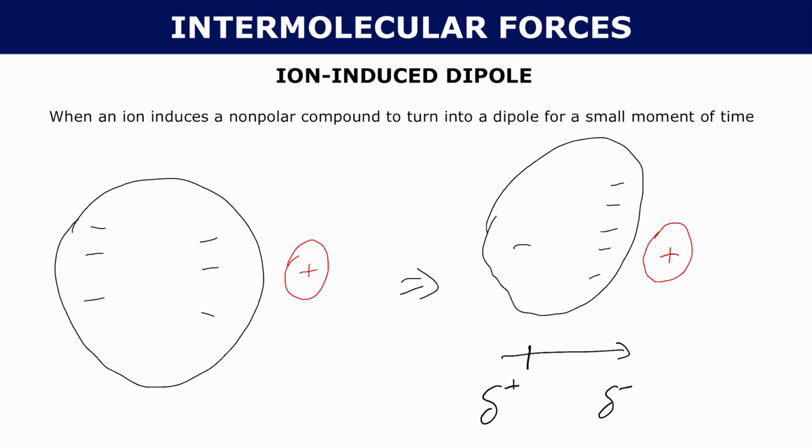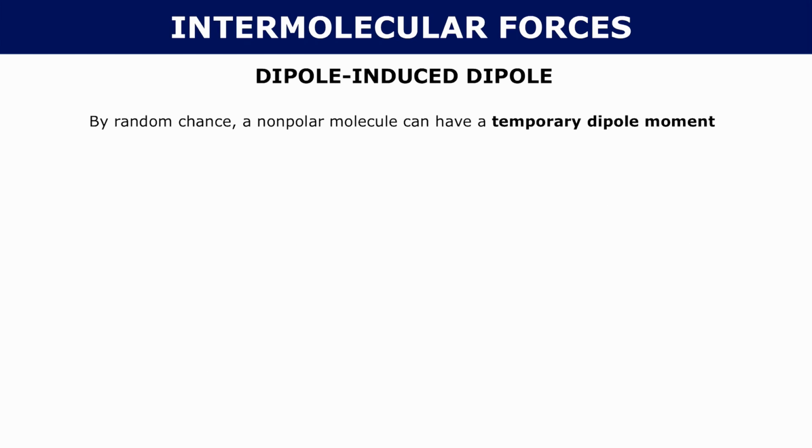And now that you have some sort of dipole, you have some sort of attraction between the dipole and the ion. So this is an ion-induced dipole. The ion has induced a nonpolar compound to become a dipole, and because of that, you can have some sort of interaction between them. The next one is really similar. It's a dipole-induced dipole. So it's the exact same thing.